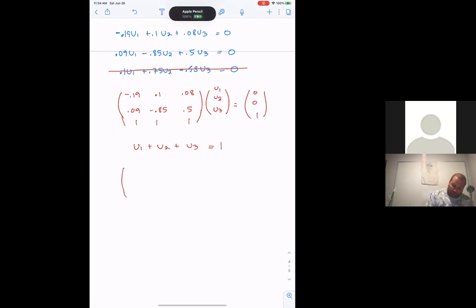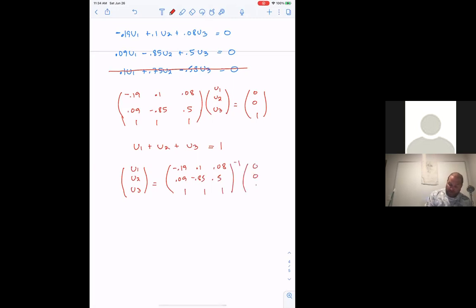And now I can do that: U1, U2, U3 equals negative 0.19, 0.1, 0.08, 0.09, negative 0.85, 0.5, 1, 1, 1 inverse times 0, 0, 1. Let's go ahead and do that. So second matrix, let's edit a 3 by 3: negative 0.19, 0.1, 0.08, 0.09, negative 0.85, 0.5, 1, 1, 1. And then let's edit a 3 by 1: 0, 0, 1.